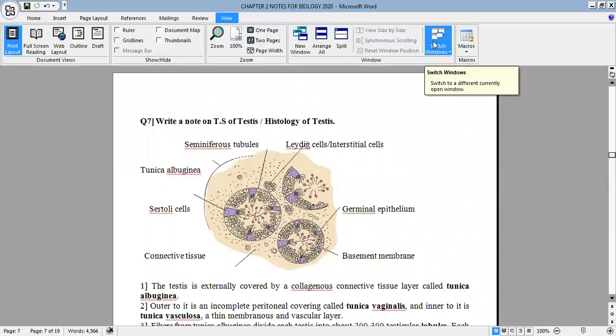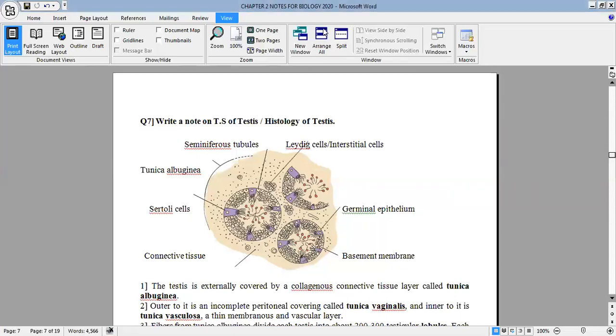Welcome students. Let us start now with question number 7. A note on fields of testes, or histology of testes. So these two questions are one and the same. TS stands for transverse section. So here we need to know the transverse section of testes.